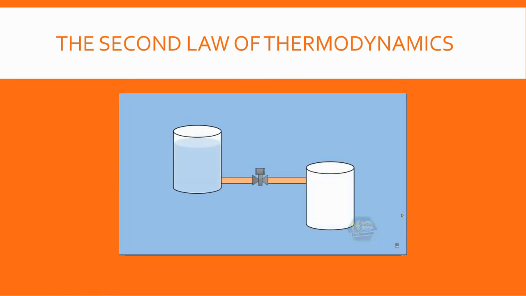A tank full of water is connected to an empty tank with a valve in the middle. Now open the valve, and what happens? The full tank's level is lowered, transferring its level to the empty tank.